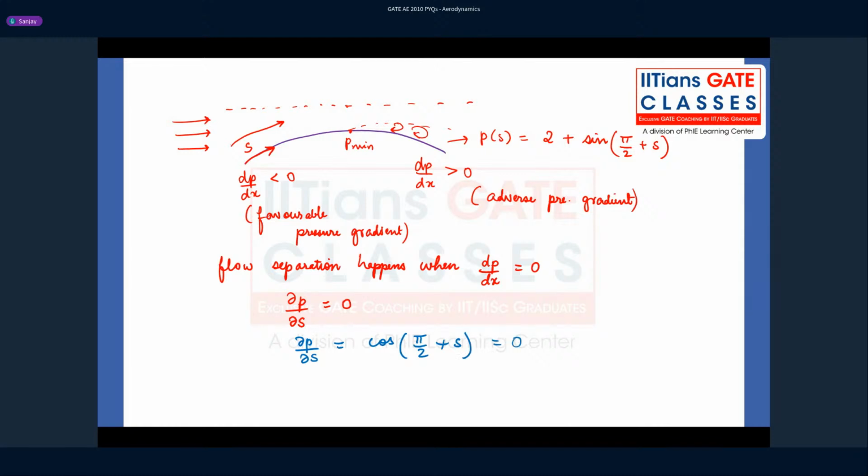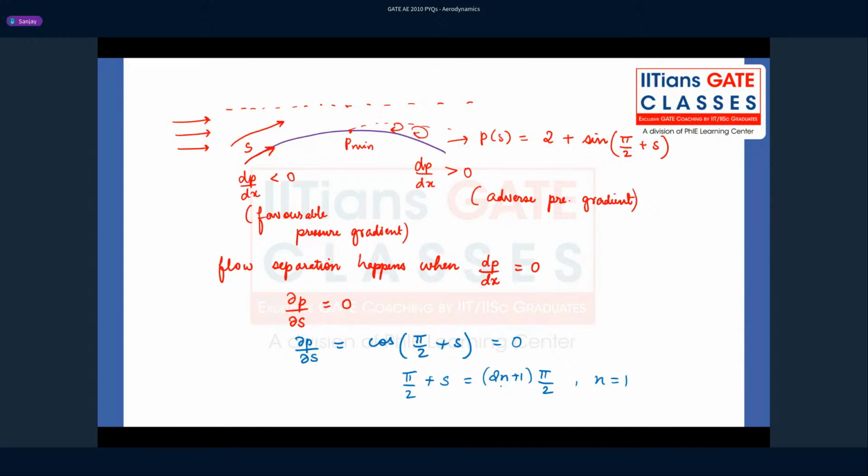Equate it to 0. So when will a cos become equal to 0? When your angle is an odd multiple of pi by 2. So here, if you put n is equal to 0, you will obtain s is equal to 0, right? But s is equal to 0 is not correct, because s is equal to 0 is a leading edge. So at the leading edge, flow will never separate unless you keep it at very high angle of attack, right? So that is not the case here. So you cannot take n is equal to 0. You should take n is equal to 1.